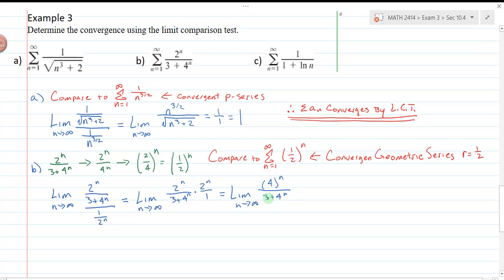That constant term as n goes out to infinity isn't going to matter a whole lot, and this is going to be equal to 1 as well. So we would conclude that our series converges by the limit comparison test when we compared it to a convergent geometric series. The reason it converged is because that limit was equal to a positive finite number.